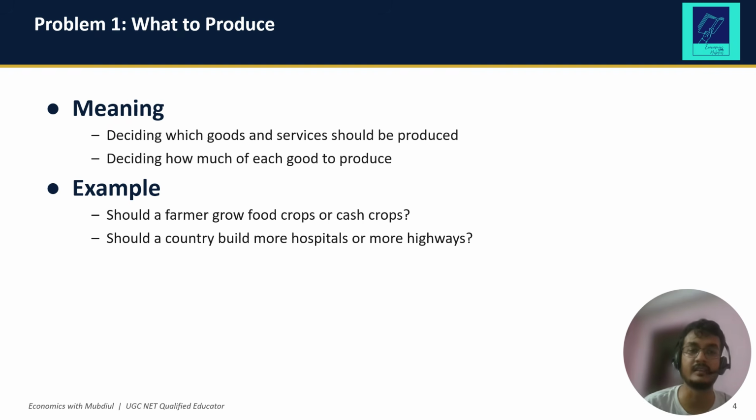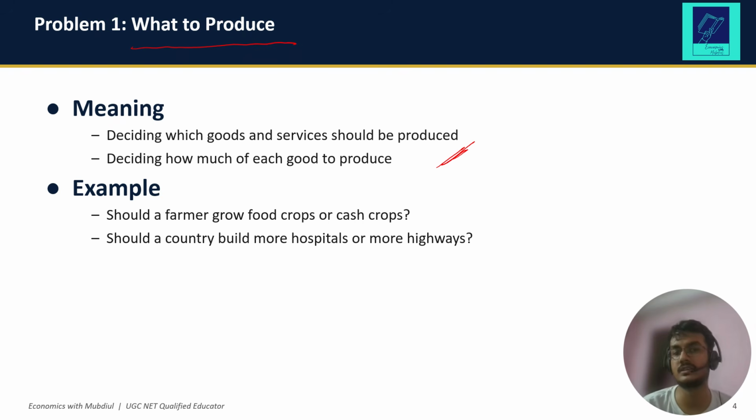People need a lot of things, and as we have already established, resources are limited. So an economy cannot produce everything in unlimited quantities. It has to choose, and that brings us to the first central problem. What goods and services should be produced, and how much of each should be produced? Notice that there are two questions hidden inside this one question, what to produce. First is what should we produce, and the second, how much should we produce. Let us understand both.